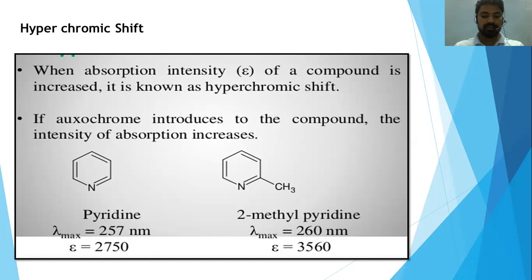So we can clearly see the increase in the absorption intensity of the compound from pyridine to 2-methylpyridine. This kind of change, this kind of increase in absorption intensity of a compound, is called hyperchromic shift. Hyperchromic shift. Let us go for the discussion regarding hypochromic shift by taking one example.